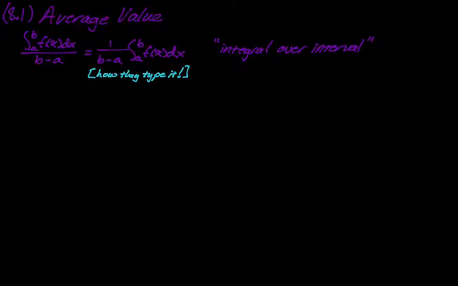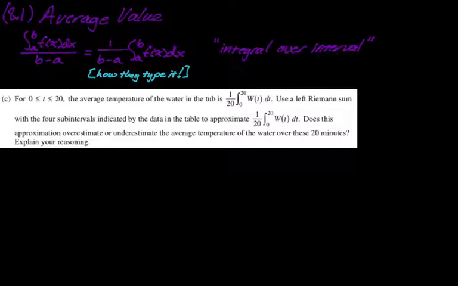So, for example, from 0 to 20, the average temperature of water in the tub is, there you can see it typed out, 1 over 20, 0 to 20. Use a left Riemann sum with 4 subintervals. So this is really common. You will be asked to approximate average value. And then does it over or underestimate, blah, blah, blah. So there's more information. This is a free response question. But key things here for us, we want to approximate from 1 to 20, which means that we'd want to use an approximately equal to sign.